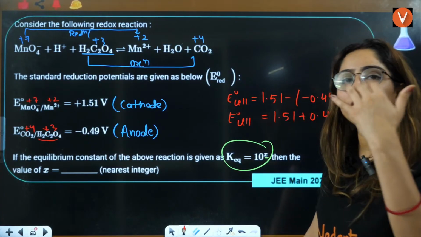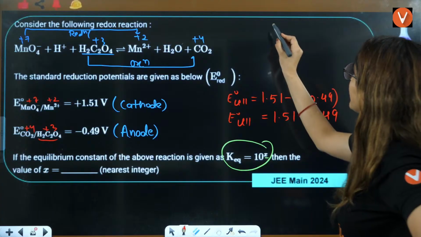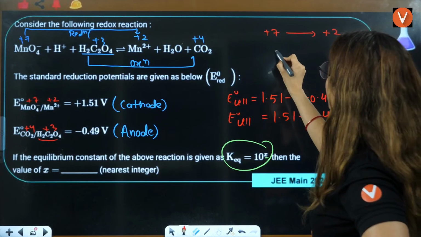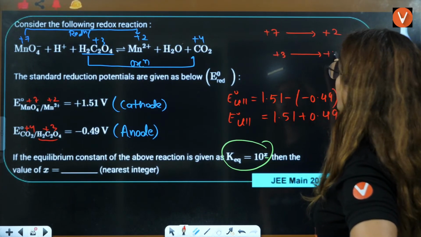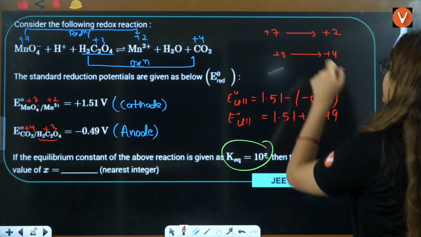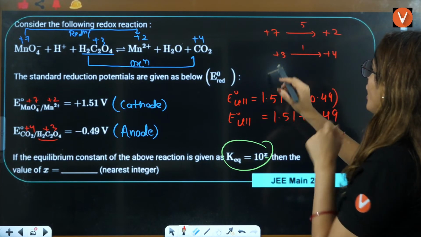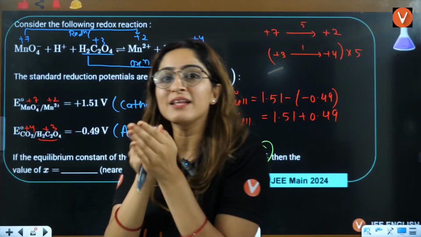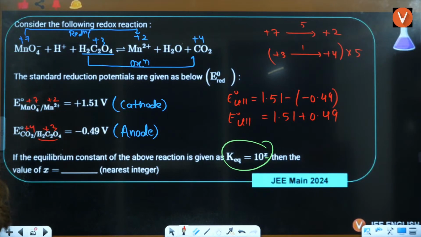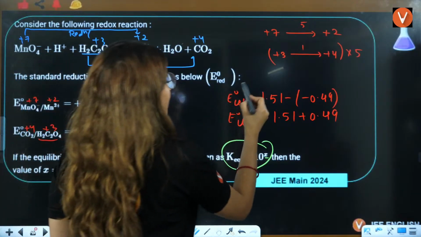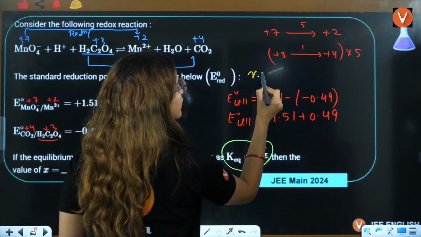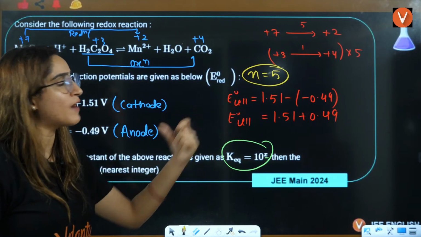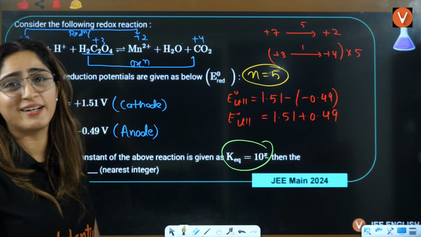Next is how many electrons it is gaining or losing. If you see plus 7 to plus 2, then there is plus 3 to plus 4, right? Here the change is 5, here the change is 1. So here this will also be multiplied by 5 to make the electrons equal, right? The difference is the amount of electrons gained or lost. So that means N value is going to be 5 here, right? So this is the value of N here, this is the value of E naught here. Sorted. What else you need?